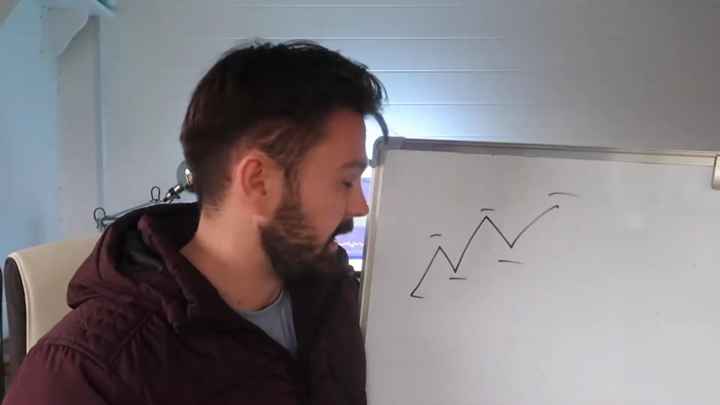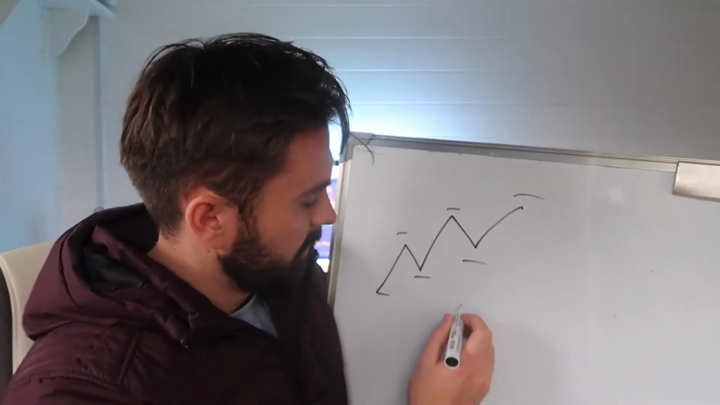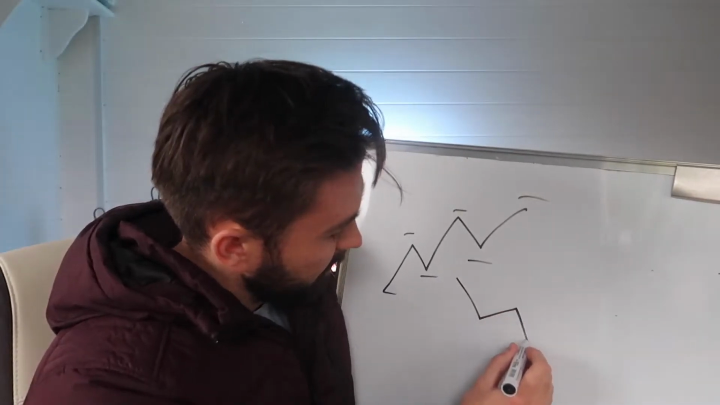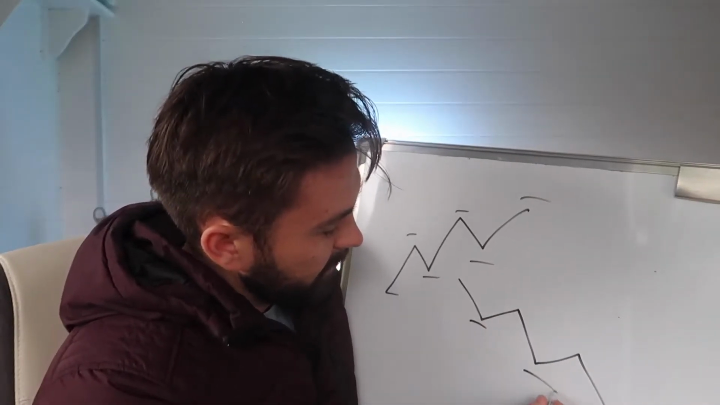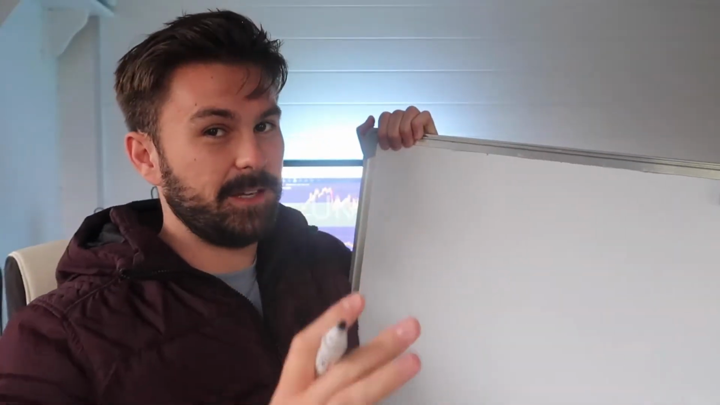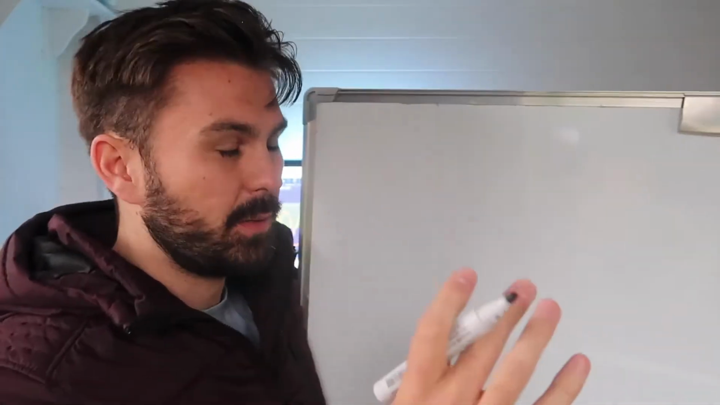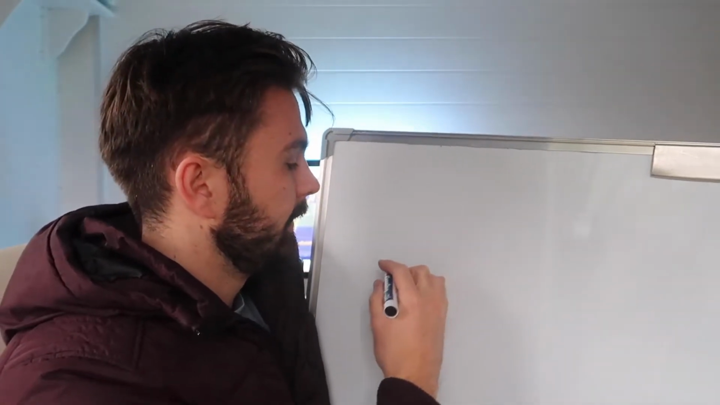So then, if you want to be selling, what do you need to be looking for? Lower lows, lower highs. Can you see that? Yes you can. Simple stuff, right? But what happens if you're in this situation? Let's talk about it.